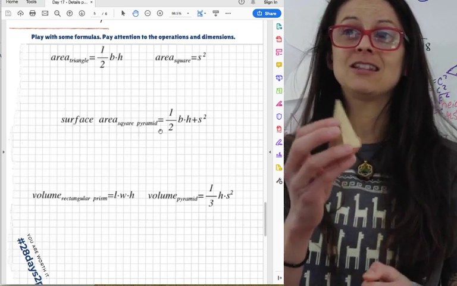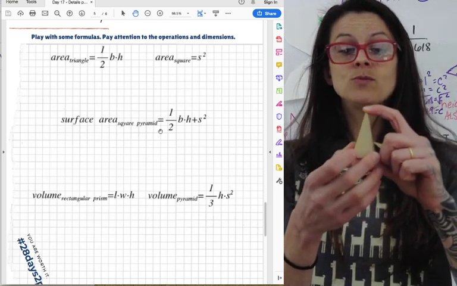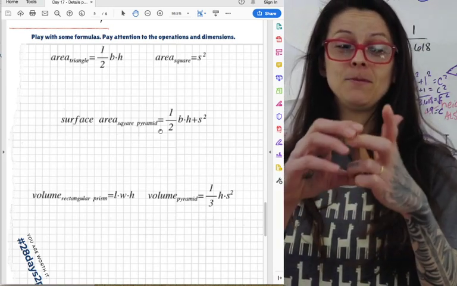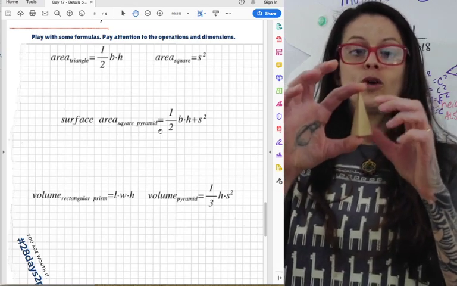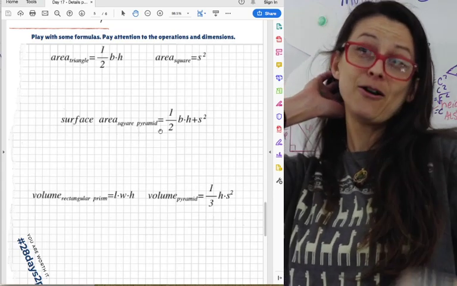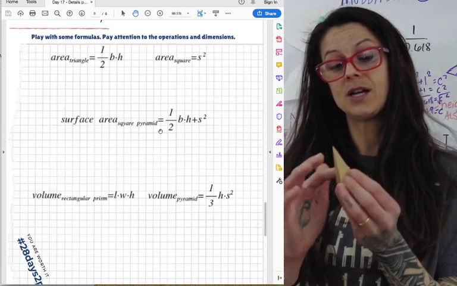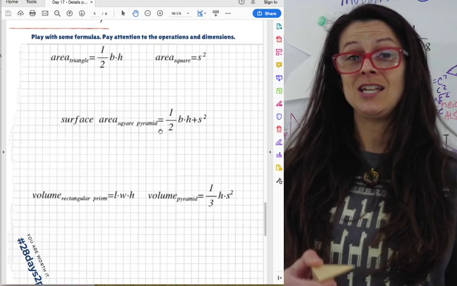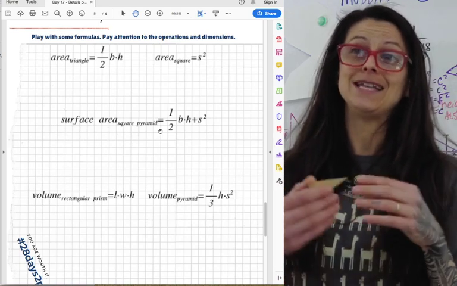Or do you think they need the volume? What do you think was more important for the Egyptians back in the day? How much stuff they could fit in the pyramid? This is a triangular pyramid, but I dropped my other one. Or do you think they're more concerned with what goes around the pyramid? I think nowadays, if they're restoring these great pyramids, they might want to know the surface area to know how much restorative material they need. But when the ancient Egyptians built the pyramids, I personally think they were more concerned about what can fit inside.